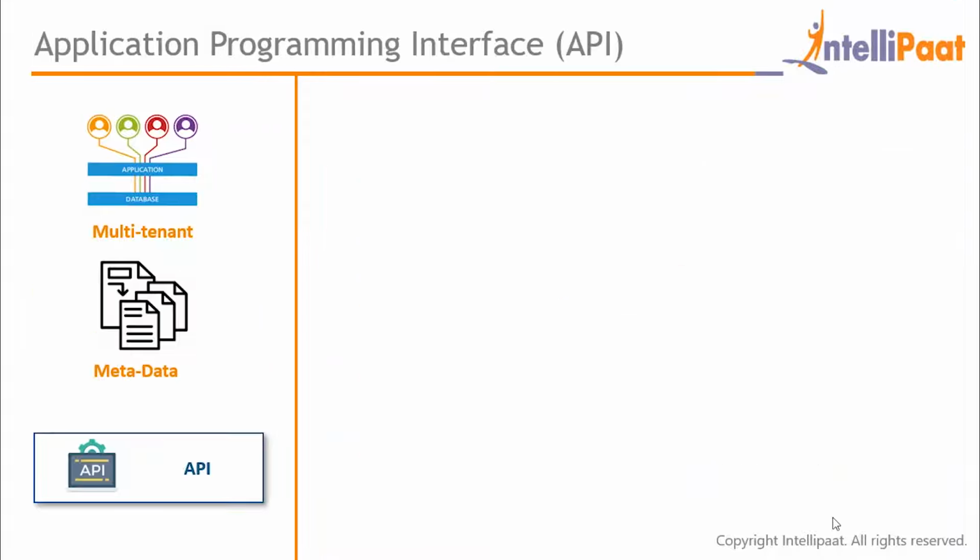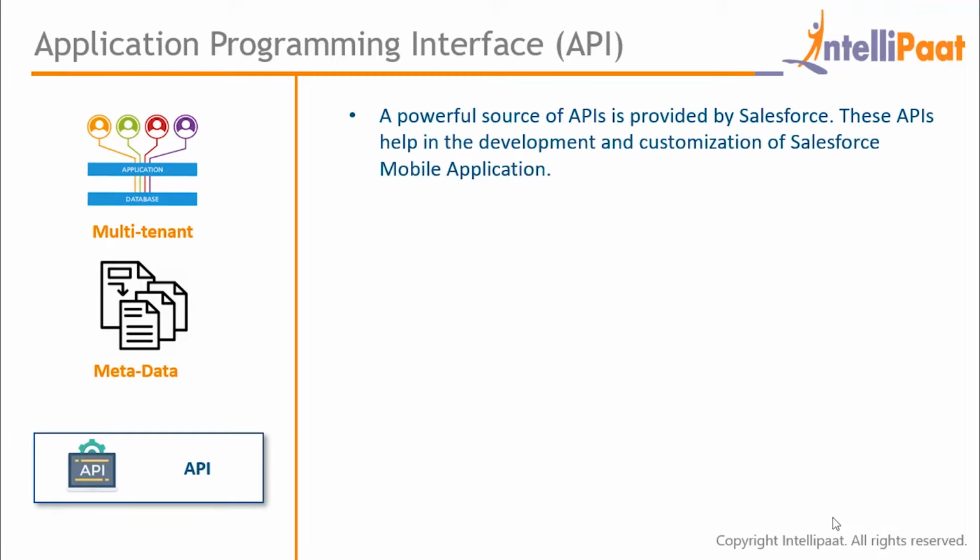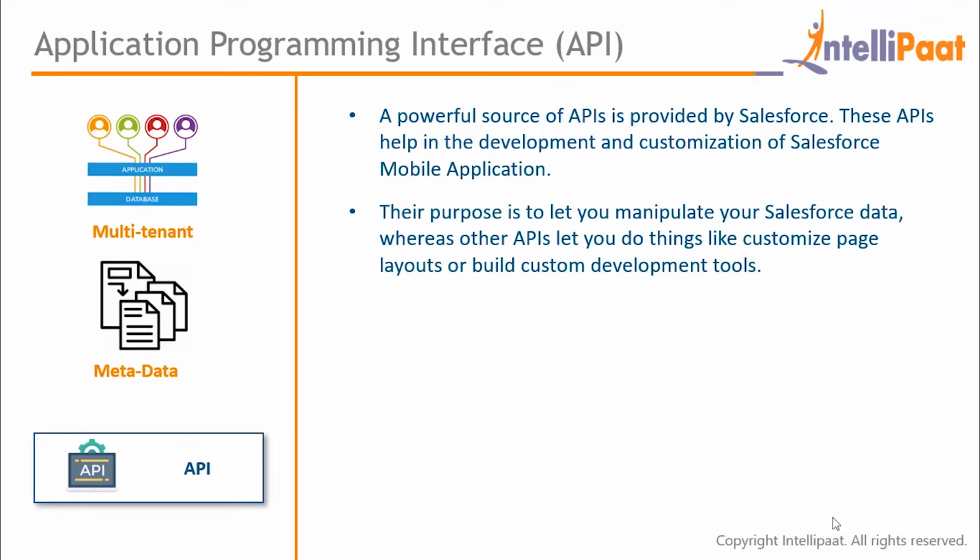Next, we'll talk about API. API, or Application Programming Interface, is used by Salesforce. These APIs help in the development and customization of the Salesforce mobile application. A powerful source of APIs is provided by Salesforce. Their purpose is to let you manipulate your Salesforce data, whereas other APIs let you do things like customize page layouts or build custom development tools.